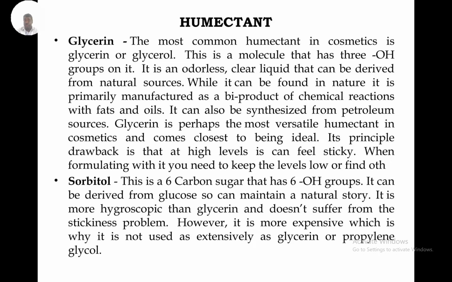An example of a humectant, the most important and most common example of a humectant in cosmetics, is glycerin or glycerol. It's a molecule that has three hydroxyl groups. It is an odorless, clear liquid that can be derived from natural sources. When it is found in nature, it is primarily a byproduct of the chemical reaction of fat and oil. There is a reaction between fat and oil. Glycerin is a byproduct. It can also be synthesized from petroleum sources. Next example is sorbitol. This is a 6-carbon sugar that has 6 OH groups.